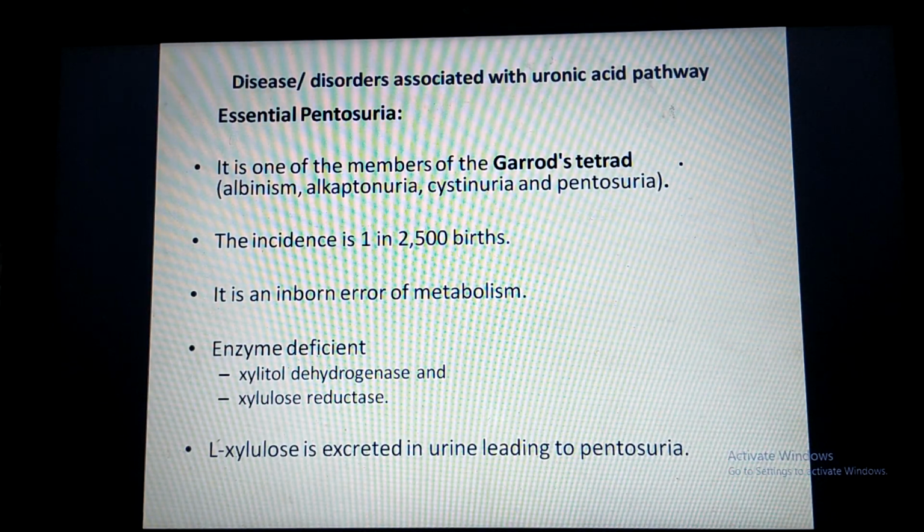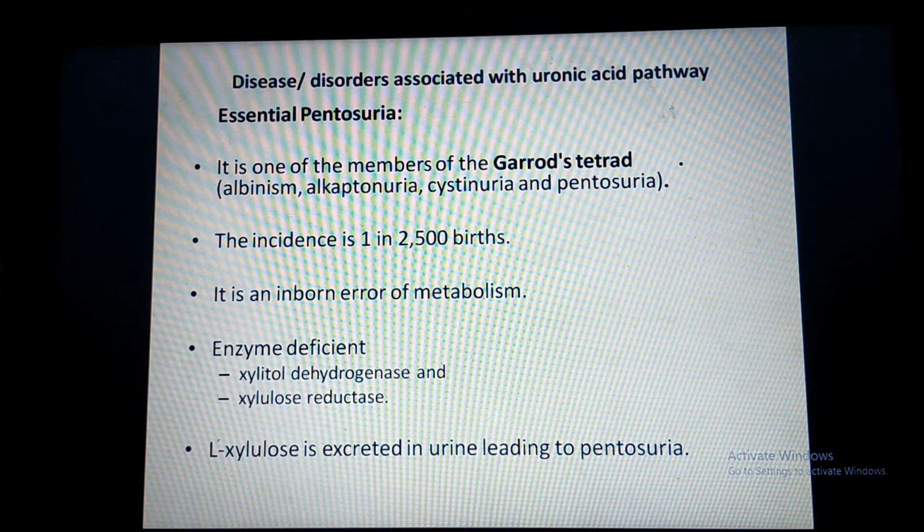The disease related to uronic acid pathway for us is essential pentosuria. Now this essential pentosuria is one of the members of Garrod's tetrad disease. Now this tetrad consists of 4 diseases: albinism, alkaptonuria, cystinuria and pentosuria. So pentosuria is one of the diseases of the tetrad. Now the incidence of essential pentosuria given in some books is 1 in 2500 live births. It is an inborn error of metabolism.